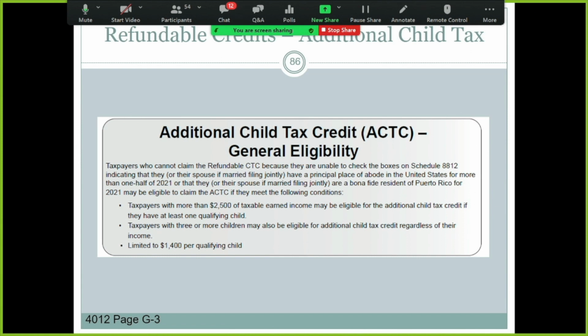Taxpayers with more than $2,500 of taxable earned income may be eligible for the additional child tax credit if they have at least one qualifying child. Taxpayers with 3 or more children may also be eligible for the additional child tax credit regardless of their income, and it is limited to $1,400 per child. So we do know that the child tax credit now has a refundable and non-refundable component. I'm just trying to figure out how that looks on the tax return, but there is also this additional child tax credit component still on the tax return.